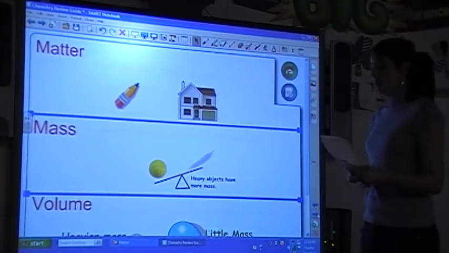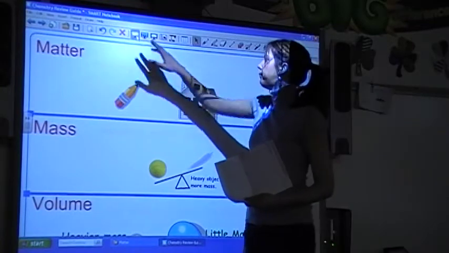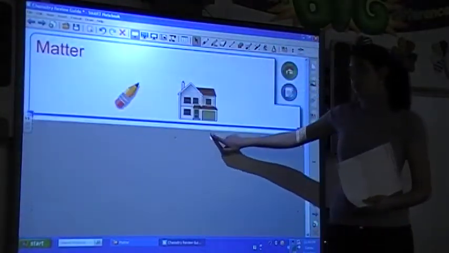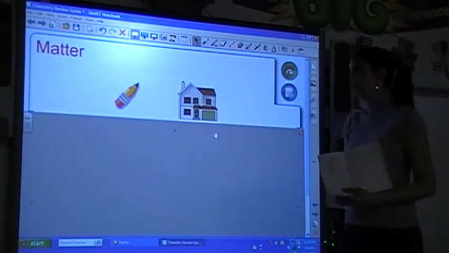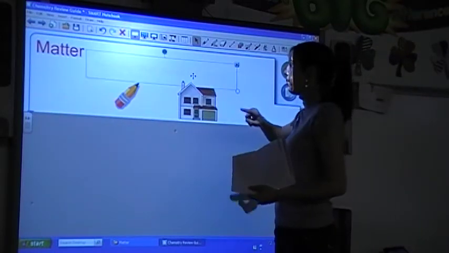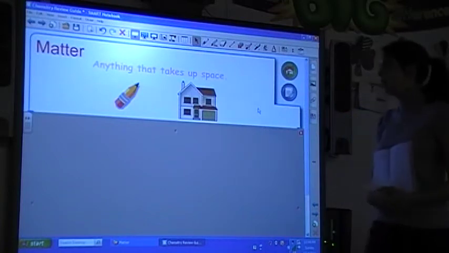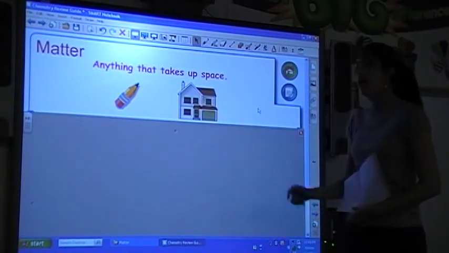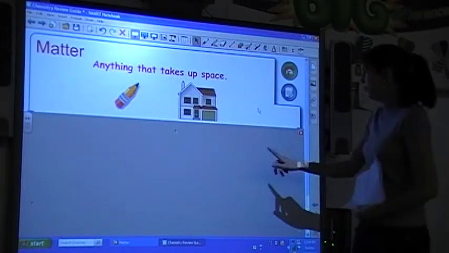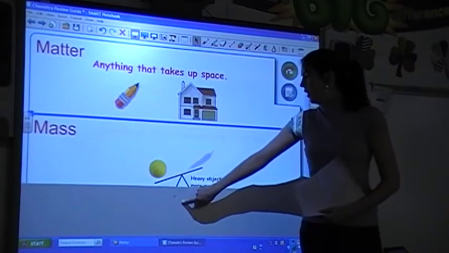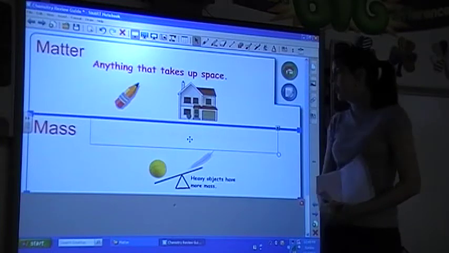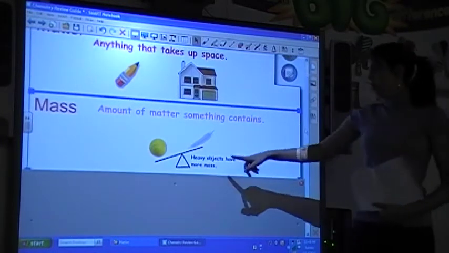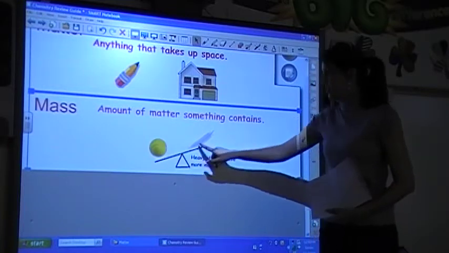For the next tab is going to be about matter. Once again, I'm going to use that screen shield to only give students the information that I'm talking about at the time. One student can come up, touch the smartboard and find out that matter is anything that takes up space. They can draw their own pictures of examples of matter.